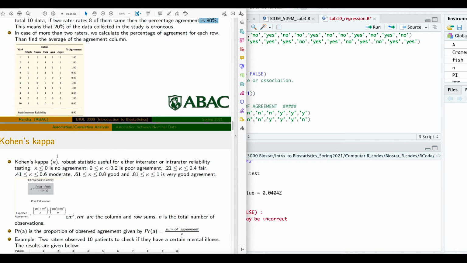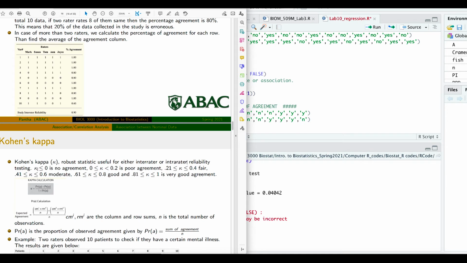So Cohen's Kappa, this is the notation for Kappa, is a robust statistic useful for either inter-rater or intra-rater agreement, meaning between raters or within a rater. Between raters means many observers are observing many patients or subjects and rating. Intra-rater means the same observer is observing many times. So that's inter-rater and intra-rater reliability.